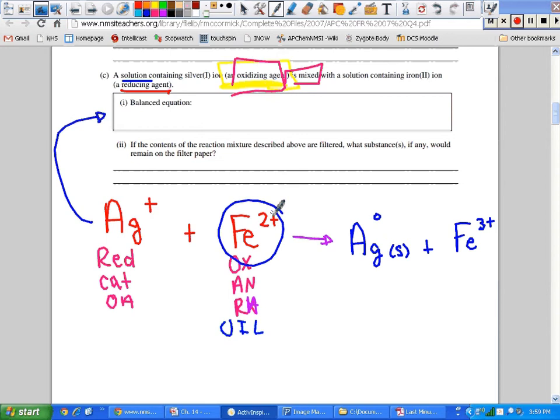Now, question II, the qualitative, should be very simple if you get this right. Now, my next question, we always balance for atoms and what? Charge. Is it balanced charge-wise? Yes. What is it on both? 3 plus on both sides.